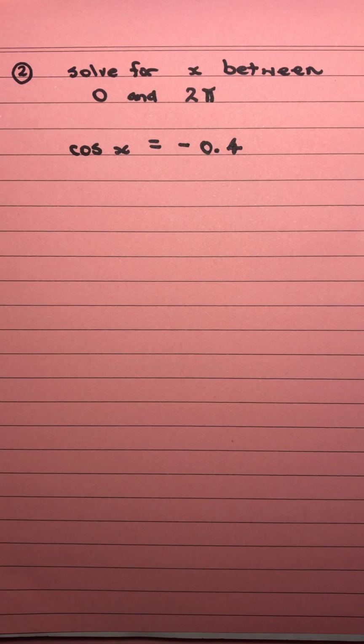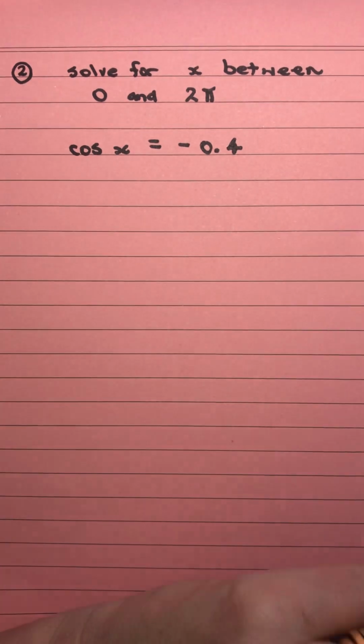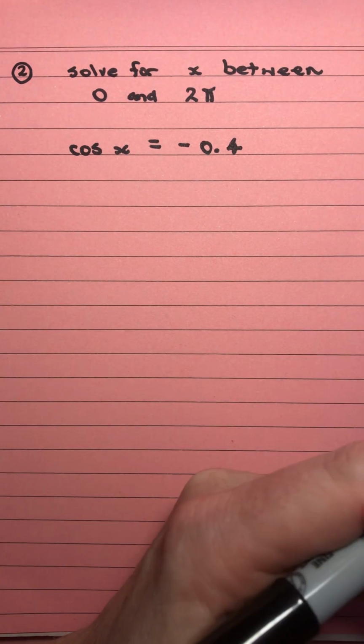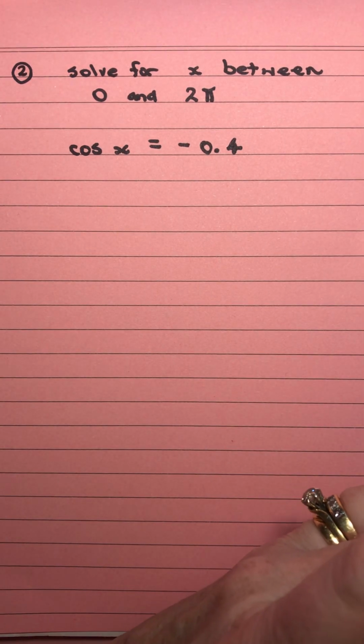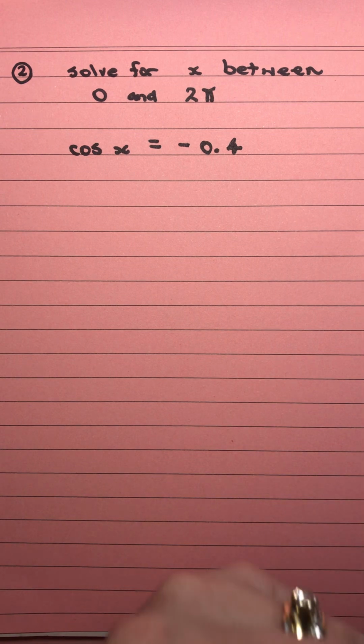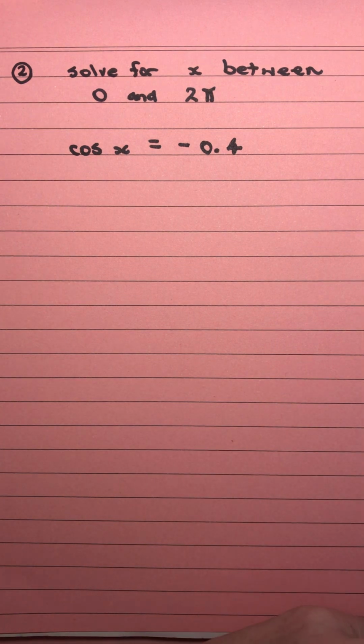Okay, having a look at another solving type question. This time we've got a decimal. So we're going to be looking to find our angle first. So it's not one of our special triangles. We need to use our calculator to solve for that initial angle.